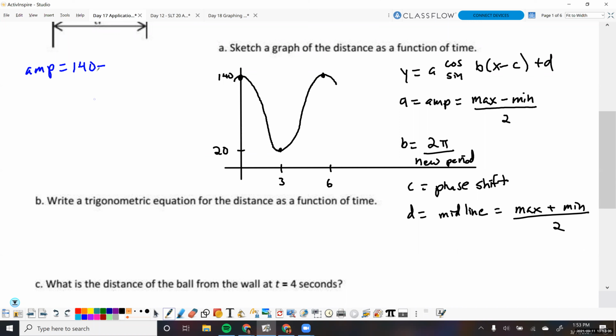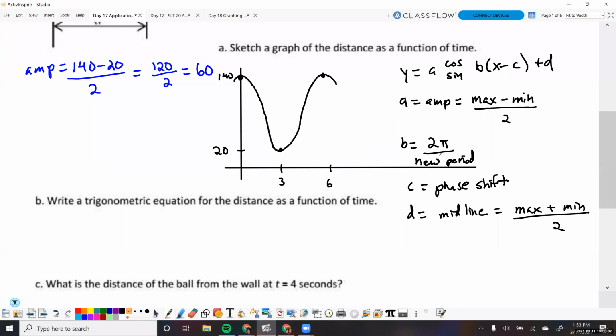What's the minimum Y value? 20. All right. What's 140 minus 20? It's 120. All right, and then 120 divided by 2 is? 60. All right, so there's our amplitude. All right, Jack, let's see if it works now. Hello. Hey, there we go.